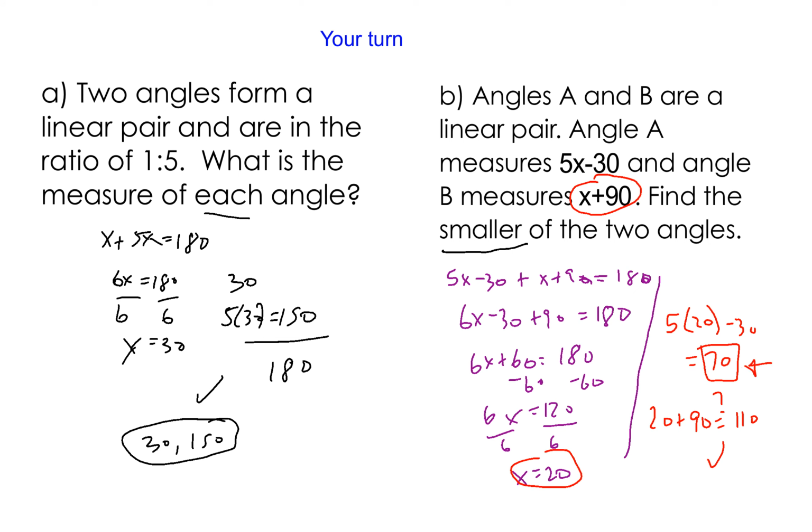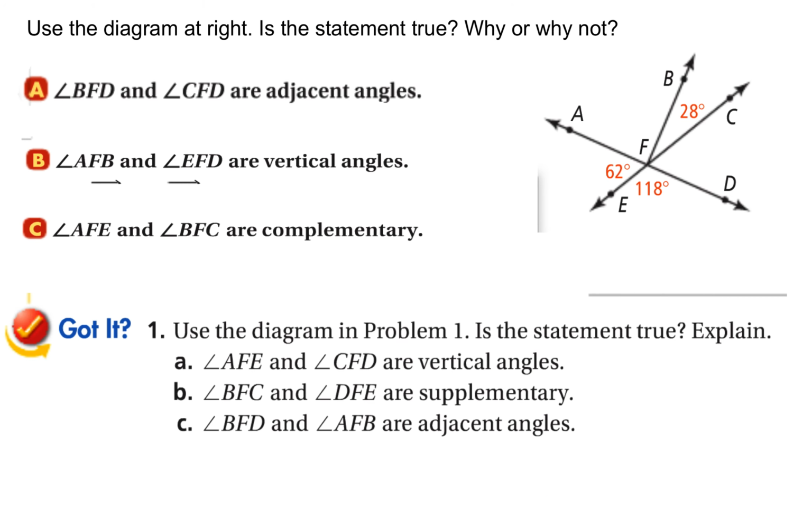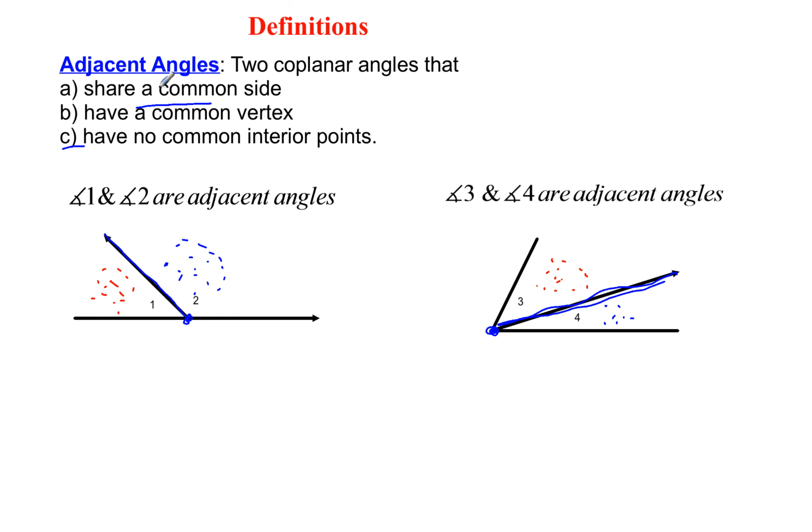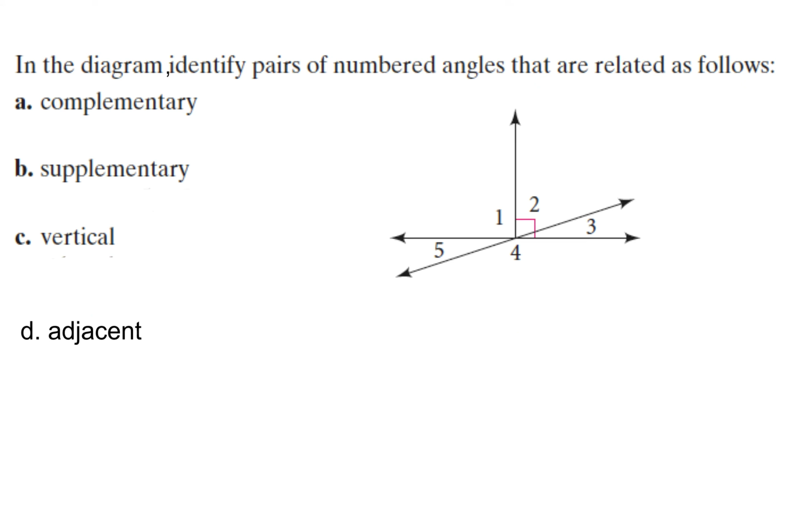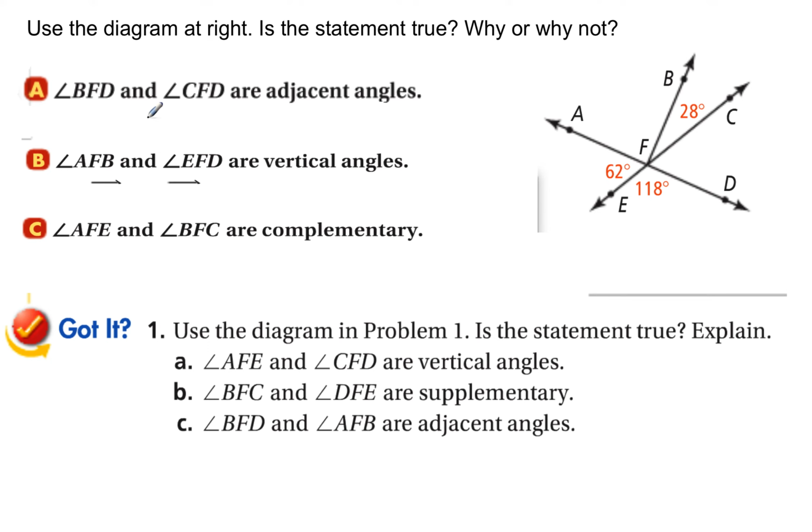Okay, let's review some topics that we learned a little earlier. It says use the diagram at right. Is the statement true? Why or why not? Angle BFD and angle CFD are adjacent angles. What does it mean for two angles to be adjacent? Well, if you remember, two adjacent angles must share a common side, must share a common vertex, and must have no common interior points. So let's take a look.